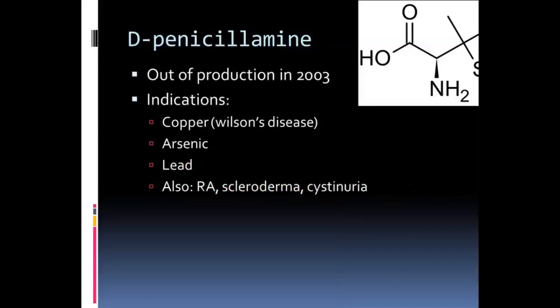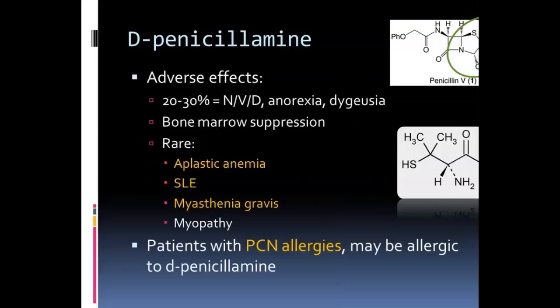D-penicillamine has been out of production for a very long time. It was used for lead and also copper and arsenic, as well as a couple of medical disorders, including rheumatoid arthritis, scleroderma, and cystinuria. So unless someone starts to produce this again, we probably won't be seeing much use of this. It did have significant side effects, but more importantly than the mild side effects were very rare occasions of severe side effects like aplastic anemia, SLE or SLE-like syndrome, and myasthenia gravis.